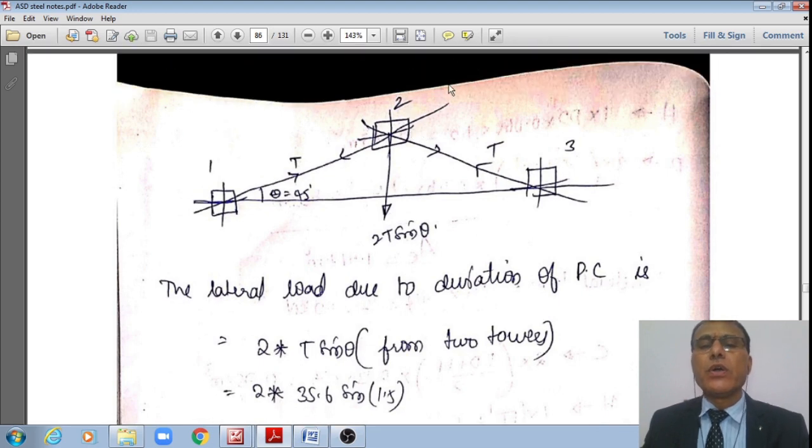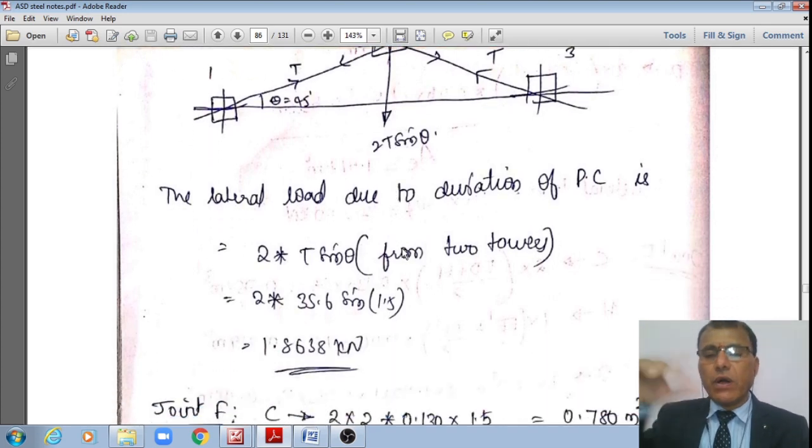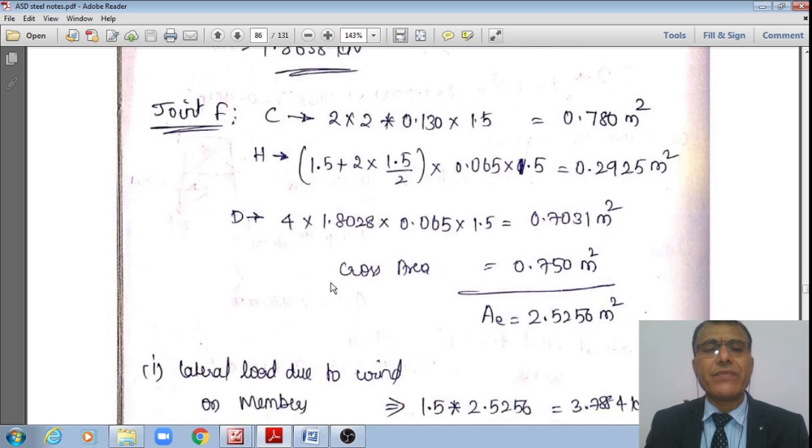Had this been continued to the left, then that 2T sin theta would get nullified with the vertical component of the T sin theta. Therefore, there is no lateral force due to deviation of the power conductor. Here we have gone in the quite opposite direction. Then only I am getting 2T sin theta. Therefore, worst design, right? Worst design.